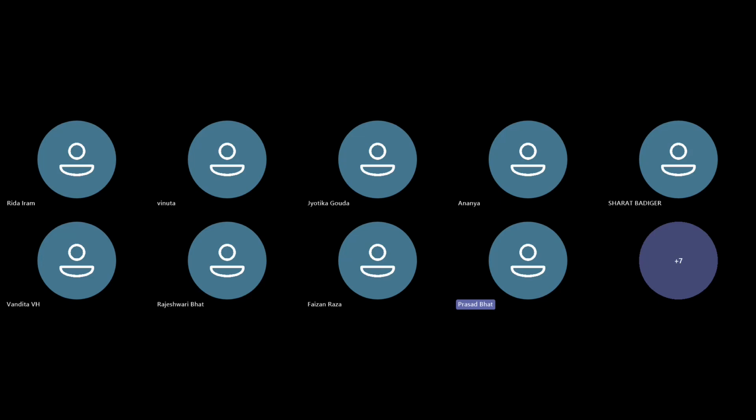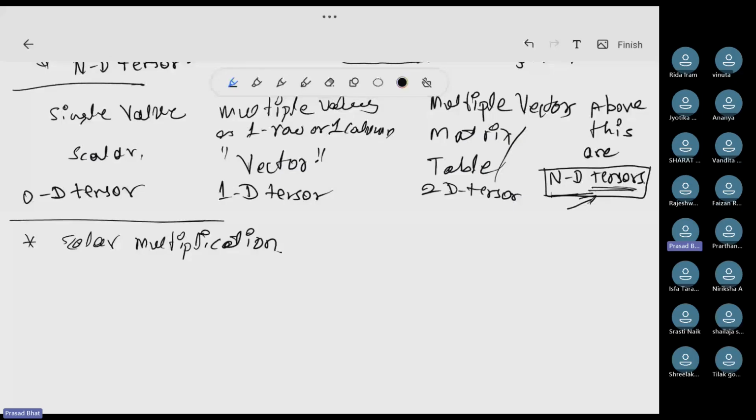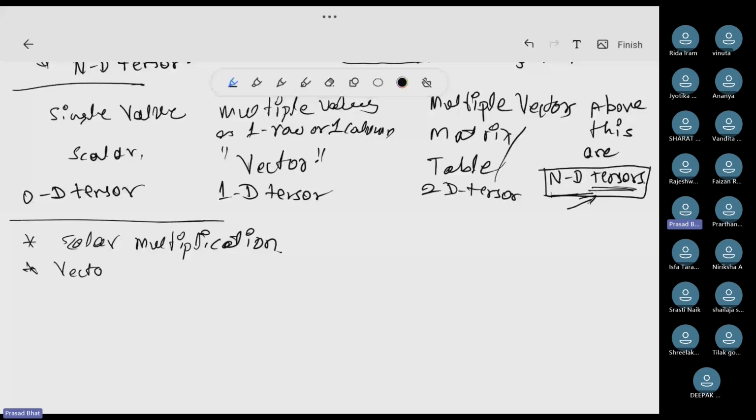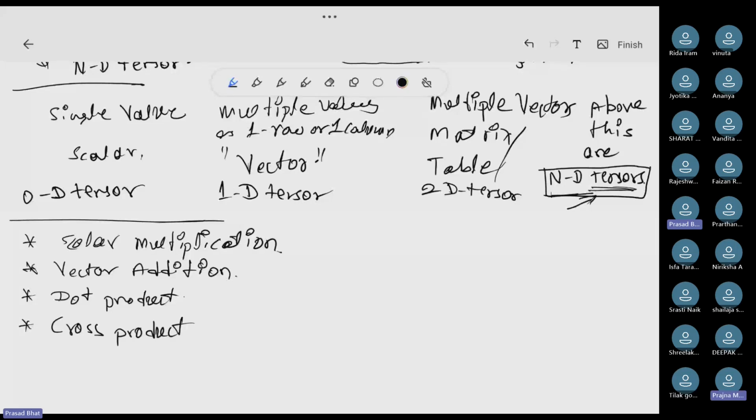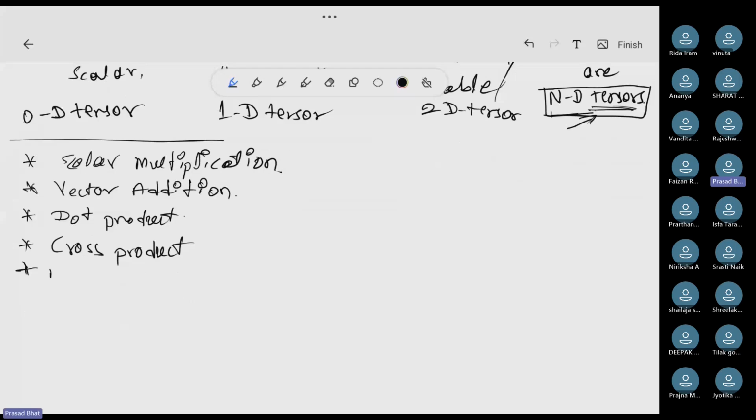I just forget it. Scalar multiplication, okay. Then we have vector addition, right? One more important concept I think we need to cover is the dot product. There is one more concept called cross product. However, it is very less used. Then we need to discuss matrix multiplication, and one more understanding that is required is the transpose. Right.